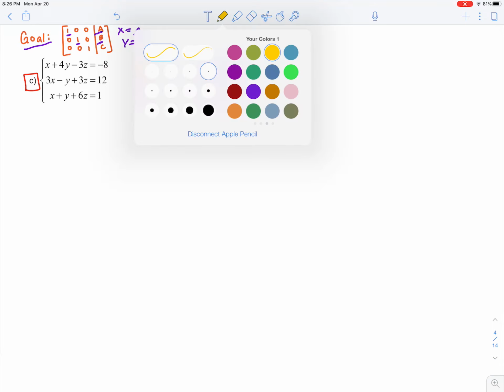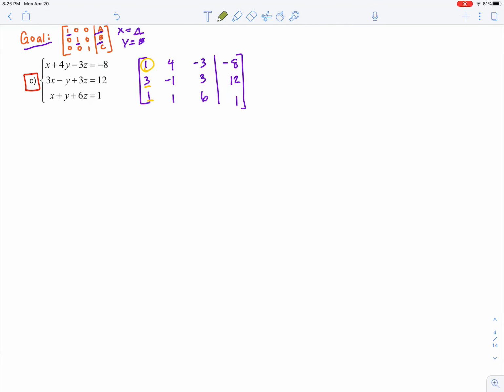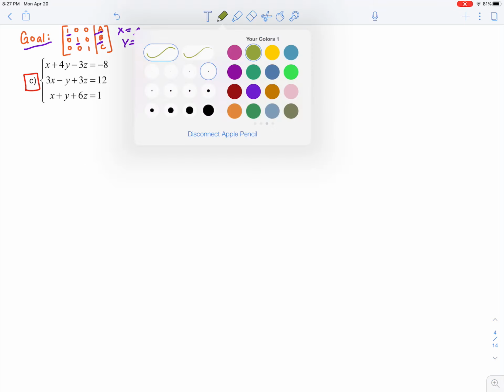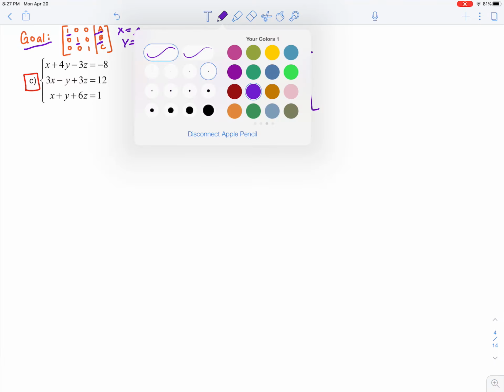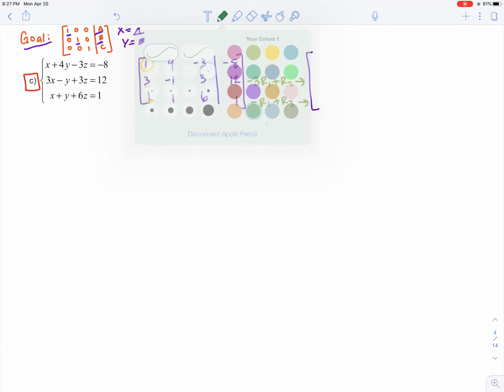So for my first step, I'm going to leave row 1 alone. And what I'm going to do is take -3 times row 1 and add it to row 2, and I'm going to replace row 2 with that. And then I'm going to take negative row 1 and add it to row 3, and I'm going to replace row 3 with that. So that is what I'm going to get in my next step. So let's get those first before we fill back in with row 1.